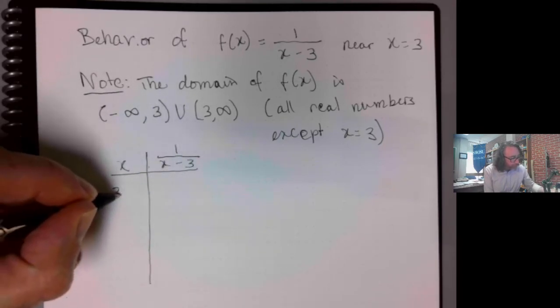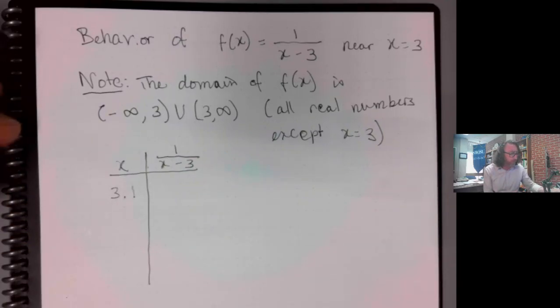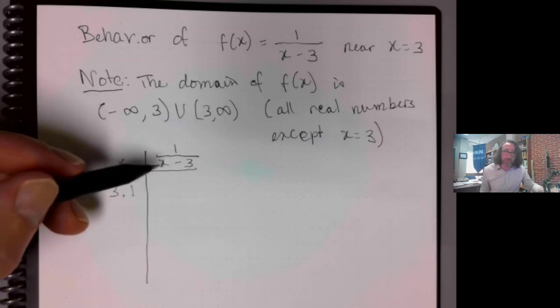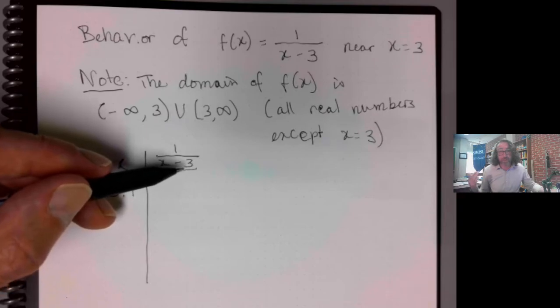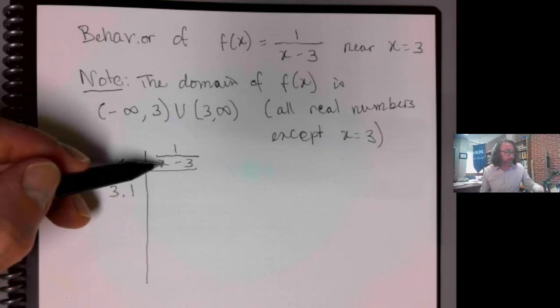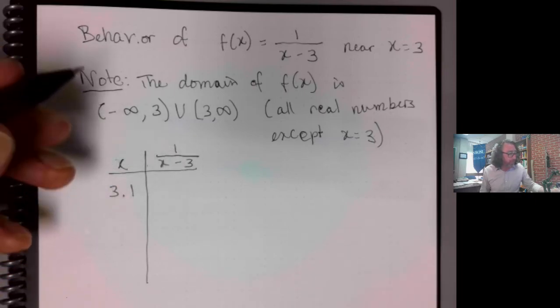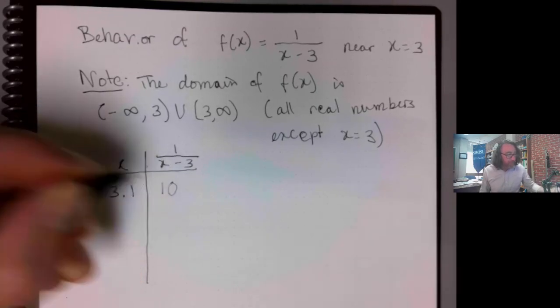Okay, so 3.1, that's kind of close to 3. All right, well, if I do the calculation here, 3.1 minus 3, of course that's 0.1, that's an easy thing to figure out. Then I have to take the reciprocal of 0.1, 1 over 0.1, that's 10. Okay?